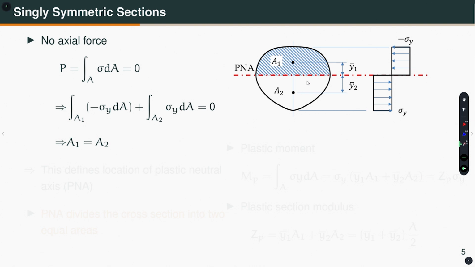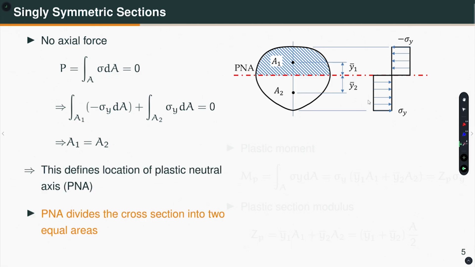Well, I know that this section is subjected to pure bending, there is no axial force. So, if I integrate the stresses over the cross section, integration of sigma dA over the cross section must be equal to 0. That means, I can do this integration in 2 parts, let us say one for this one and one for that one. So, integration over A1, now this is compressive, so negative, minus sigma y dA, and this is integration over A2, this area, sigma y dA is equal to 0. That gives me A1 is equal to A2, because the stress distribution is rectangular like this.